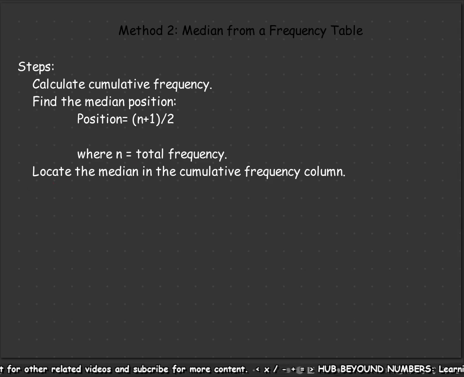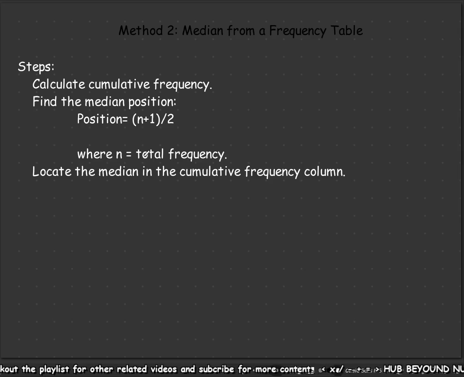Okay, so in this last segment here, we are looking at how to determine the median from a frequency table. Here are the steps. So first of all, you need to calculate your cumulative frequency. If you're able to calculate that, you find the median position by using n plus 1 over 2.